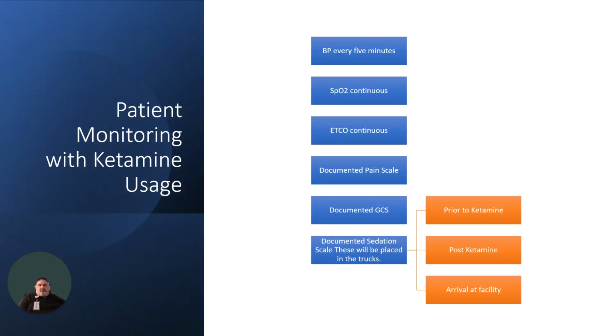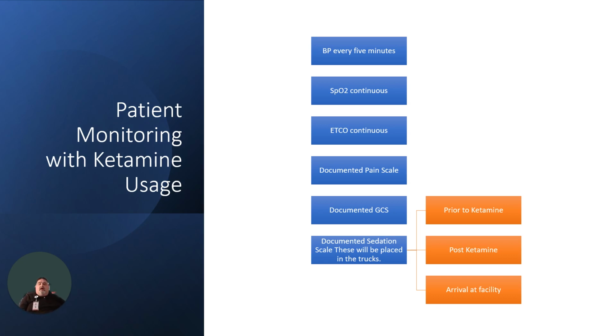Further rules for ketamine: do not use ketamine, and for that matter, any other of our controlled substances, without a blood pressure every 5 minutes, continuous SpO2, continuous end-tidal monitoring, a documented pain scale, a documented Glasgow Coma scale. All of these are things we should be doing anyhow, and a documented sedation scale. We'll make sure we get these laminated up and placed in the trucks prior to ketamine, post-ketamine, and arrival at the facility.